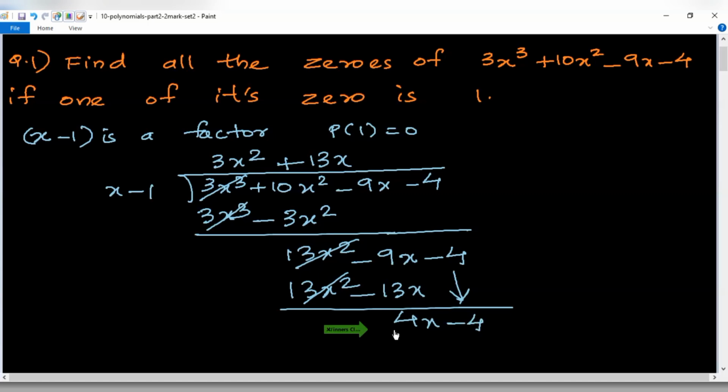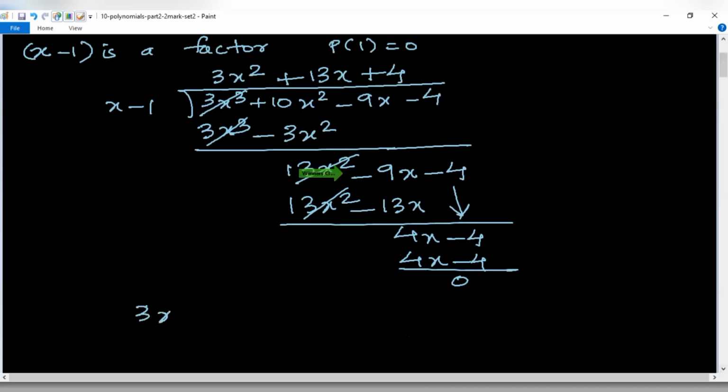Now here the first term is 4x and here x, so 4x divided by x, that is 4. That is to be the next term in the quotient part. So 4 into x is 4x, then 4 into minus 1 is minus 4. See, the remainder became 0. So x minus 1 is a factor, so we were expecting the remainder as 0, and we got another factor, 3x square plus 13x plus 4.